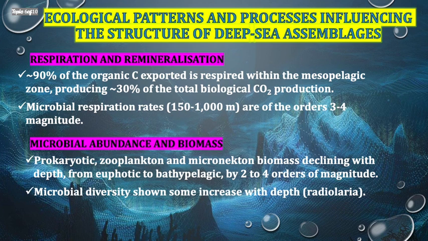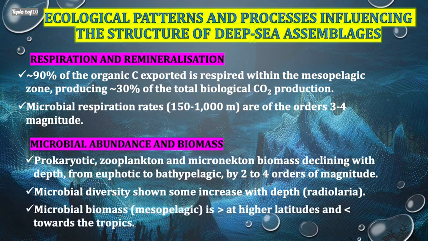biomass in the deep sea environment, the prokaryotic, zooplankton and micronekton biomass declines exponentially with depth, meaning that from the euphotic to the bathypelagic zone, the biomass for these groups of microbes decreases by 2 to 4 orders of magnitude. But the microbial diversity for some species shows an increase with depth. So, for example, in Radiolaria, the diversity often increases as we go deeper into the abyss.